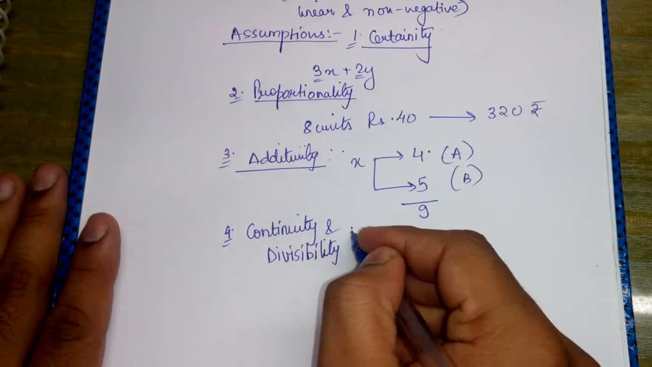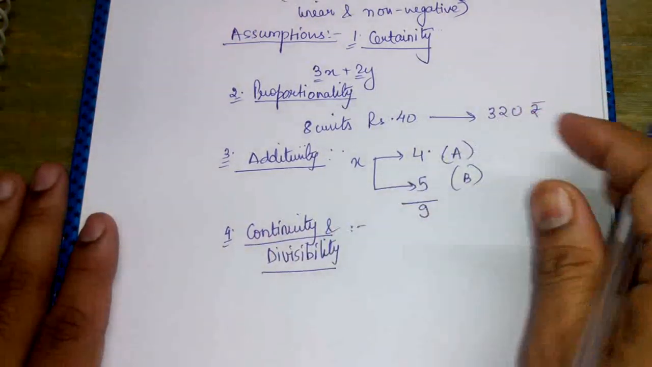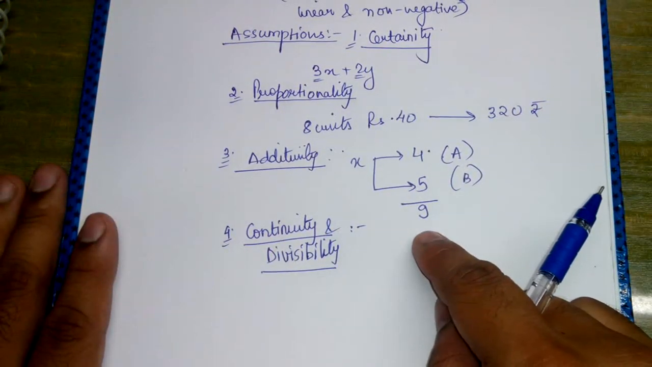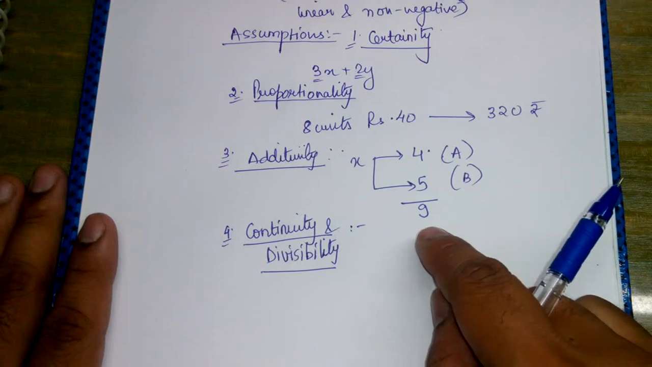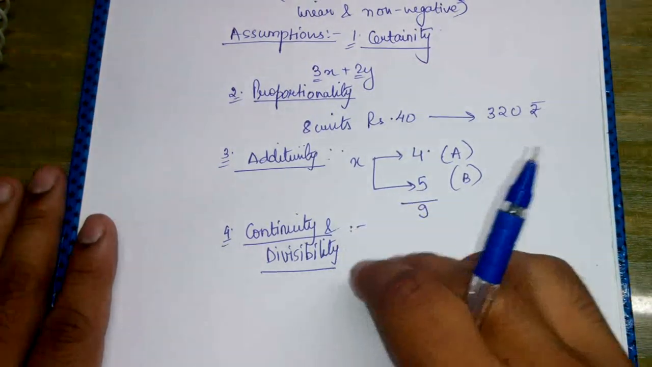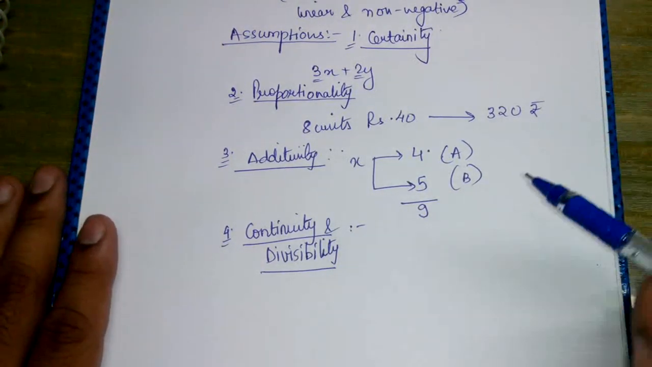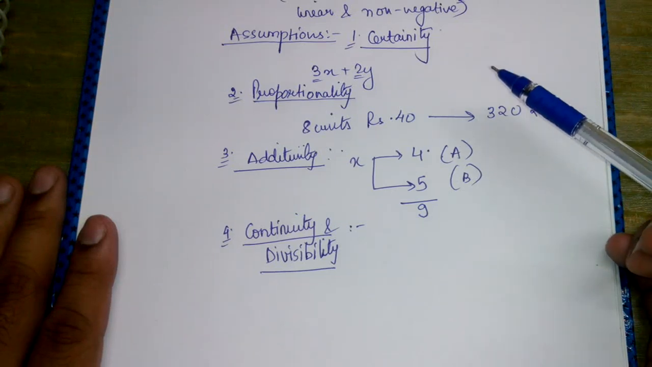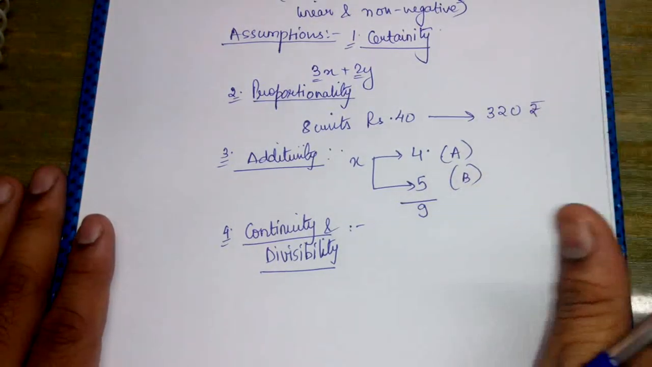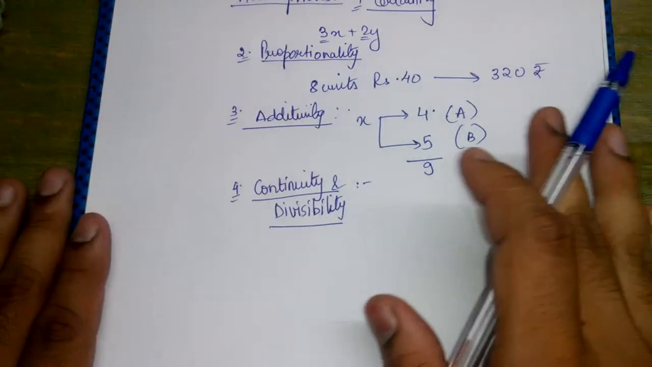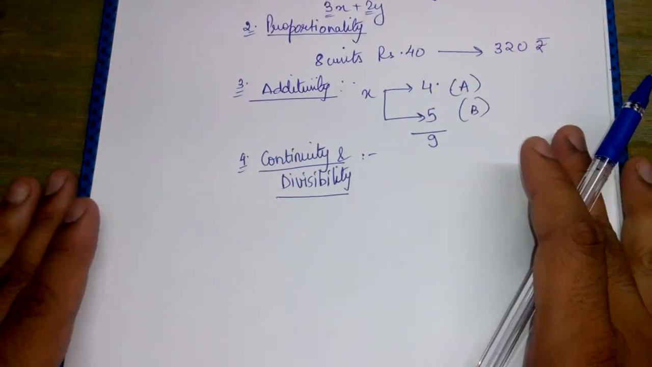It is for continuity and divisibility. Now in the linear programming model, the decision variables are continuous, that is they are permitted to take any non-negative value that I have already told you earlier, and they will satisfy all the constraints. Okay, so these were all the assumptions that we have taken.